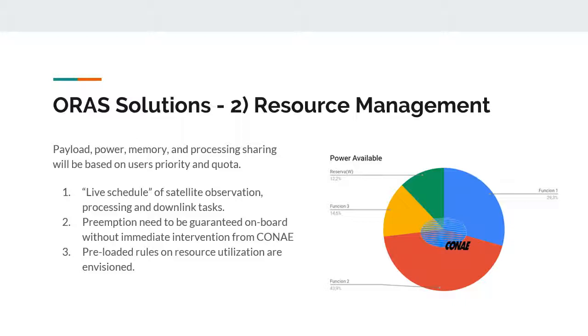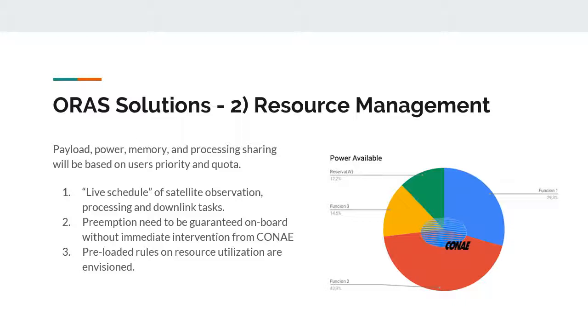Regarding resource management, we need to have a very tight and close control on payload utilization and satellite power. This has to do also with the satellite being in eclipse or in sunlight exposure. There are going to be differentiated treatments for commands involving tasks in these two different sunlight exposure types. We're talking about memory utilization and also the processing required to process the observation and so on. And this type of administration and management is going to be based on what can be seen as a live schedule of satellite observation, processing, and downlink tasks.